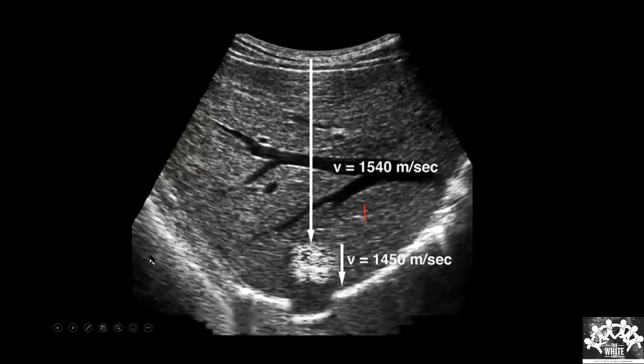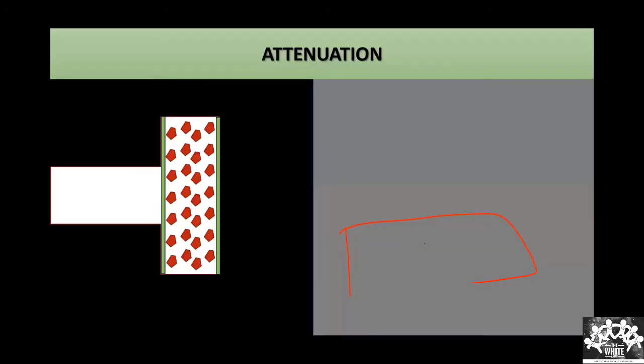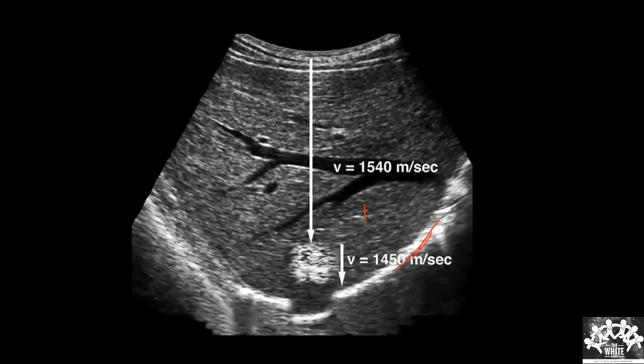Now, this is just one quiz question for you. See, there is an image. What structure is this? One minute. What structure is this? Yeah, that is liver. The top one is liver. What structure is this, whatever I'm lining? What is that bright structure?